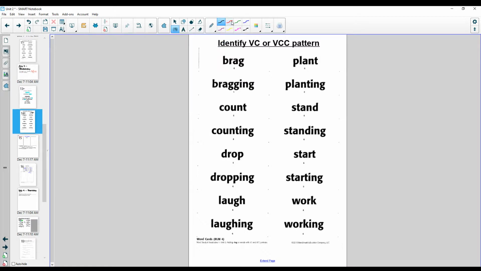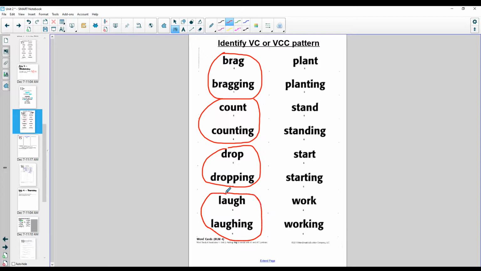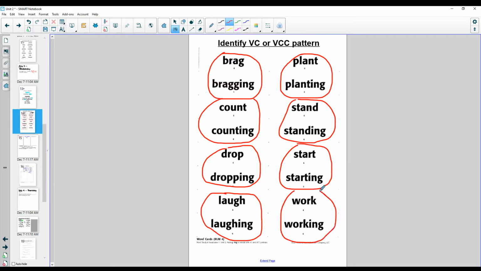The first thing we're going to do is we're just going to circle the pairs that go together. It goes from brag to bragging, count, counting, drop, dropping, laugh, laughing, plant, planting, stand, standing, start, starting, and work, working.